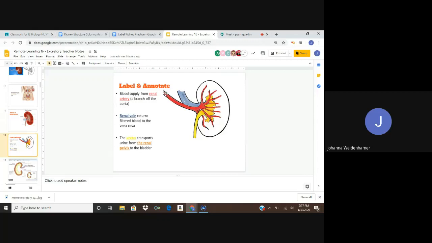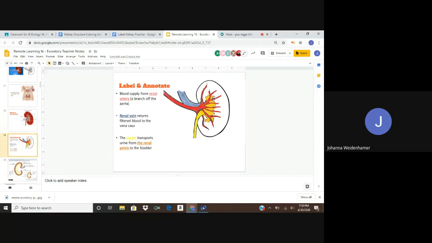So if you take a look at your picture, it would be the vessel that is on top of the other vessel, and which was red because we have oxygen coming in. The renal vein is going to return filtered blood to the vena cava.